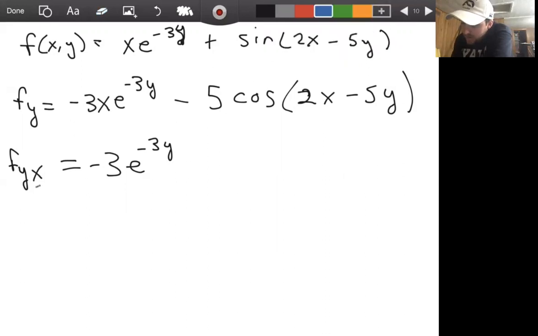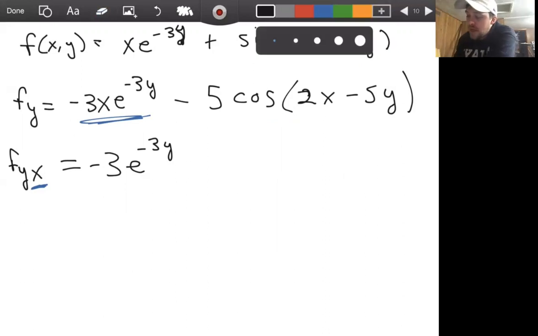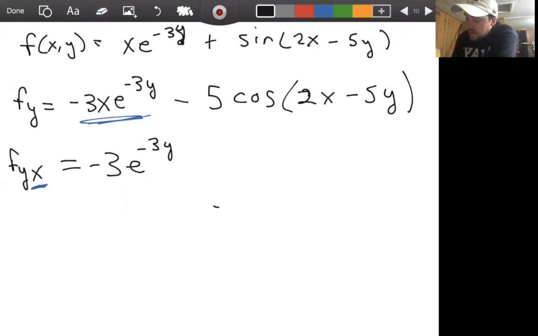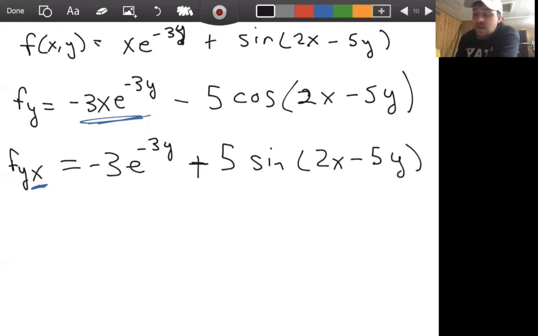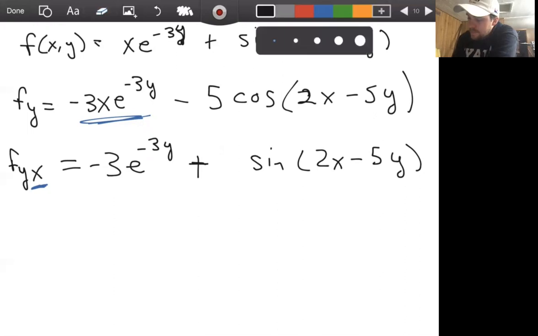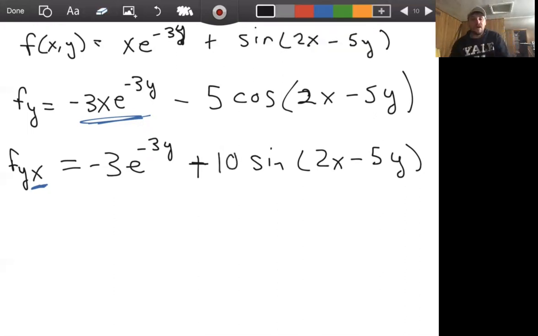This is with respect to x, right? And I took the derivative with respect to x here, but then I took the derivative with respect to y here. So let's not do that. I want the derivative with respect to x. So this is minus, the derivative of cosine is negative sine, so this becomes plus 5 sine 2x minus 5y. The derivative of the inside with respect to x is 2, so this is plus 10 sine 2x minus 5y. There we go. I like that a lot better.